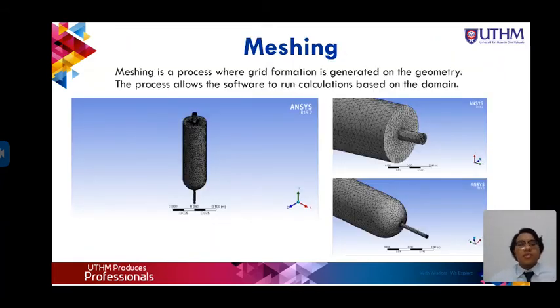Next, moving on to the meshing. Meshing is a process where a grid is generated on the geometry. To perform meshing, the SolidWorks model of the bubble column reactor is imported into ANSYS Fluent, and then by inputting some of the parameters and settings, the mesh can be generated.